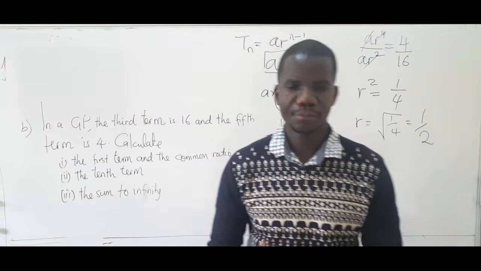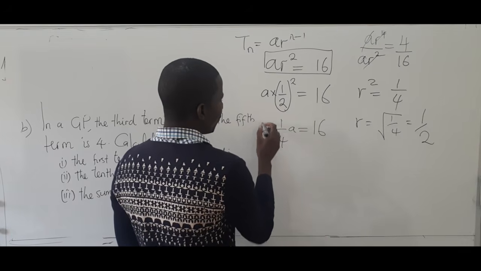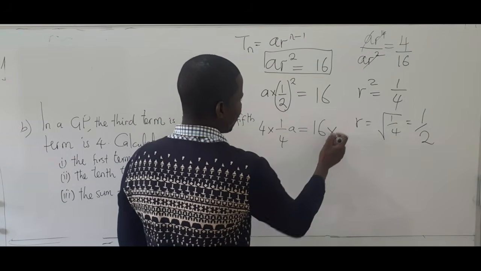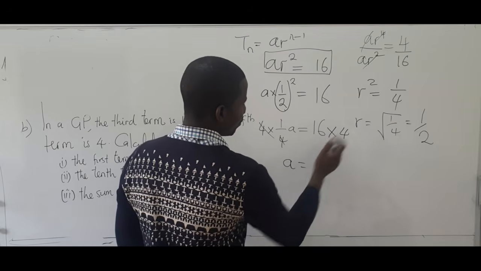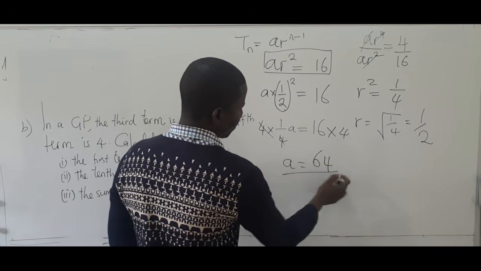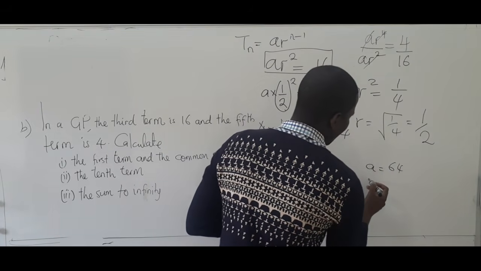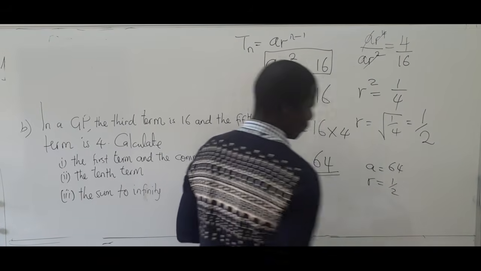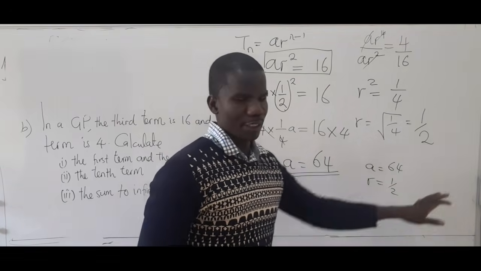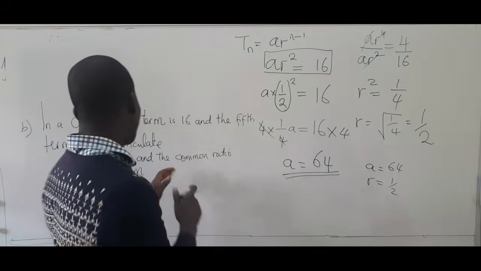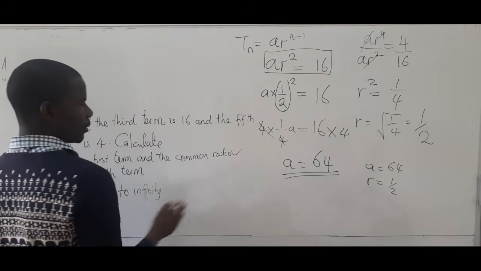A is the first term. So what are we supposed to do in this case? The multiplicative inverse of 1 over 4 is 4 over 1, which is just the same as 4. So you multiply both sides, and you remain with A is equal to, when you multiply this, you get 64. So A is equal to 64 and R is equal to 1 over 2. This is the first term. This is the common ratio. So we have successfully answered the first question.